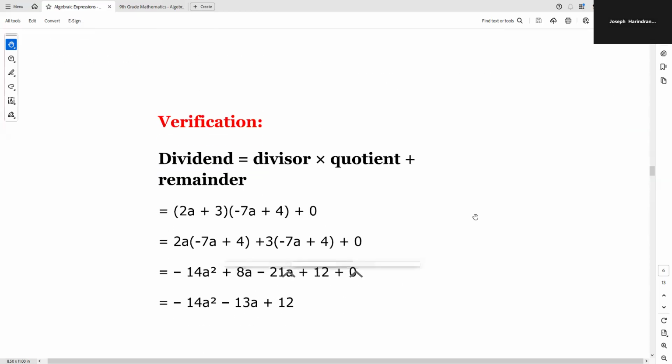Now move on to the verification. Here we have dividend equals divisor into quotient plus the remainder. The remainder is 0, and we get the dividend back. After doing the manipulation with the divisor, we use the distributive property here. Be careful to do this. 2a is multiplied by this one, and 3 is multiplied by this, plus 0, of course. And finally, we get this. So we get the value of the dividend, which is the verification.